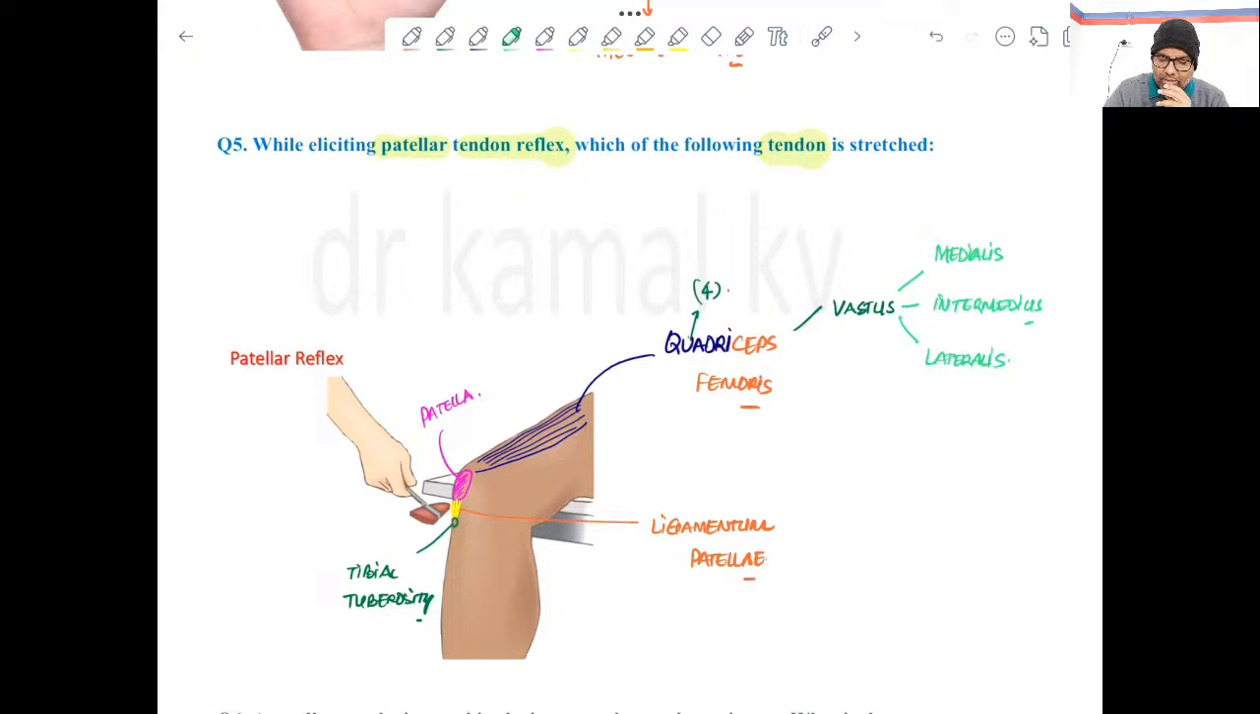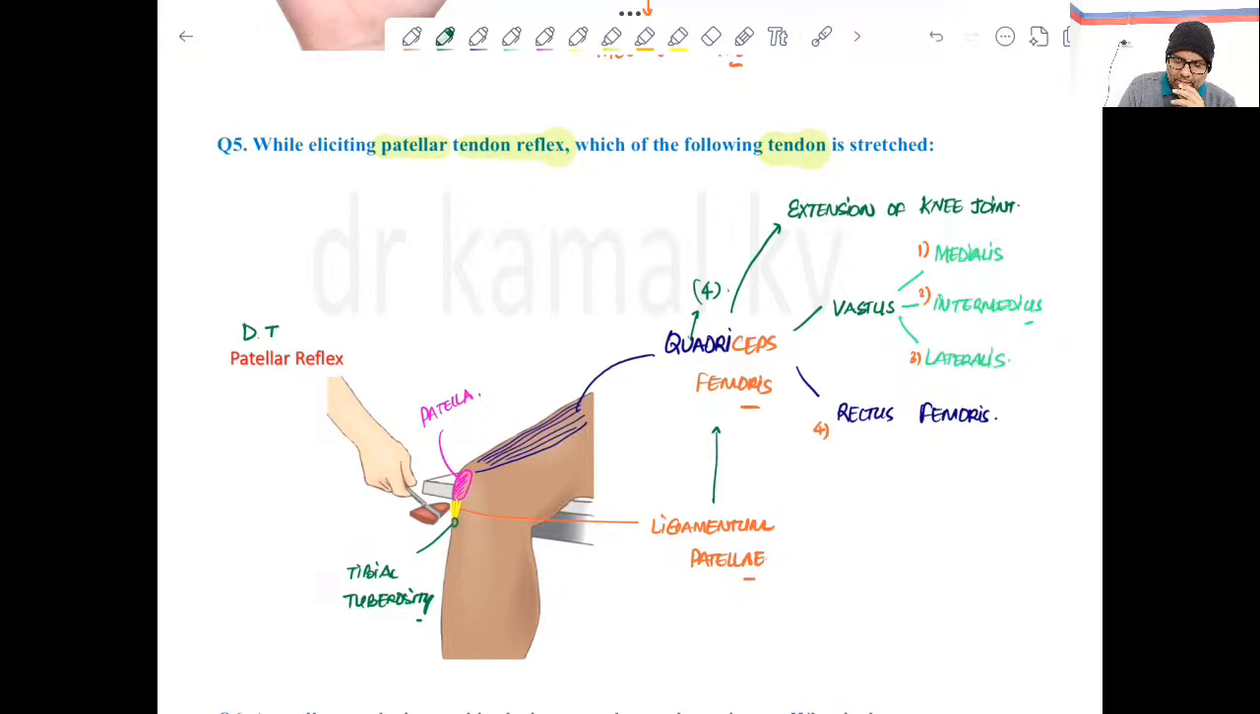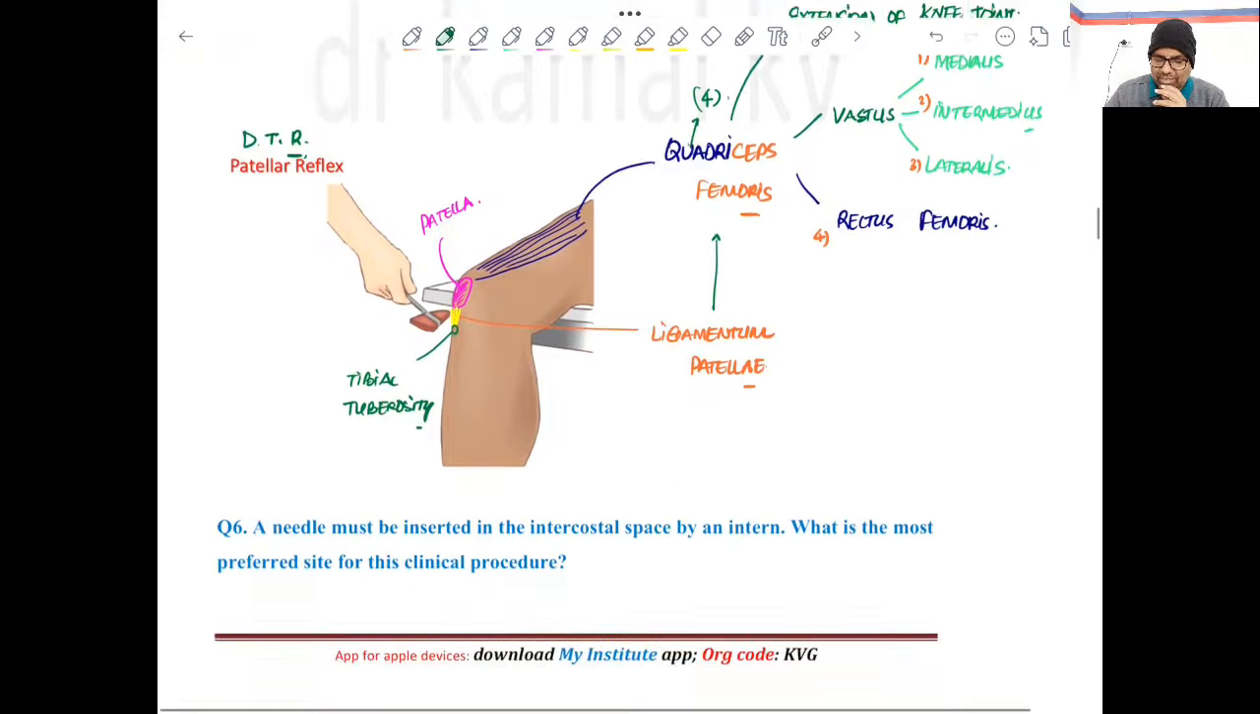And the 4th one is rectus femoris. Clear? So these are the 4 components: 1, 2, 3, 4. Fine. And when we stretch the ligamentum patellae, there is reflex contraction of the quadriceps, and there occurs extension of the knee joint. So this is an example of a deep tendon reflex. Clear? So this is how the reflex is elicited.